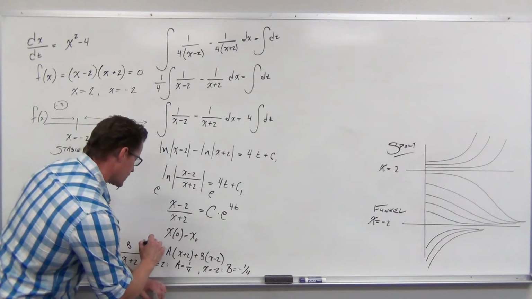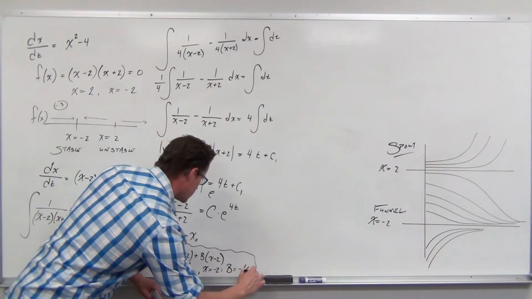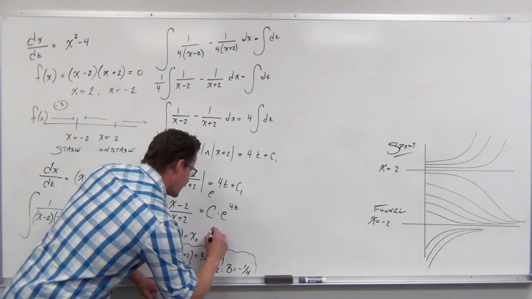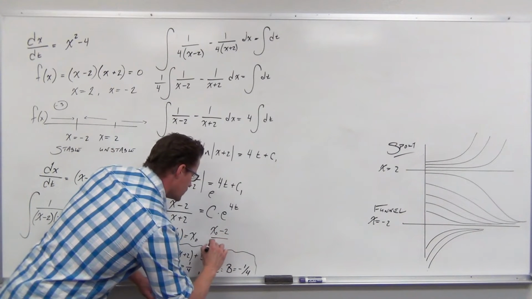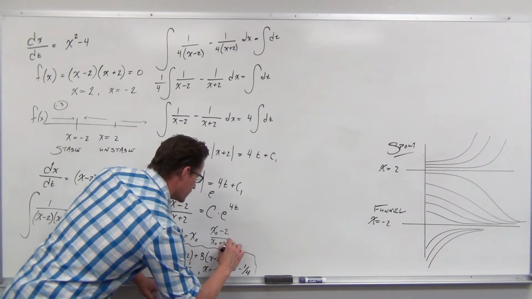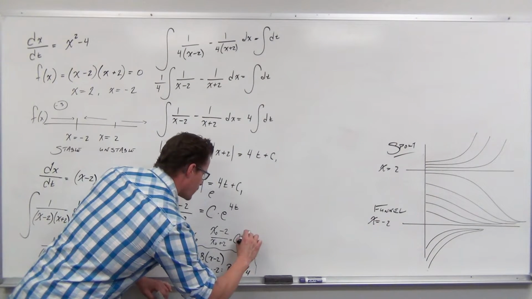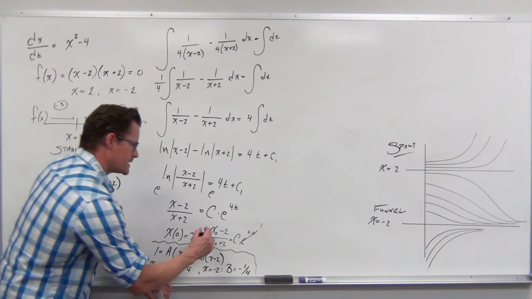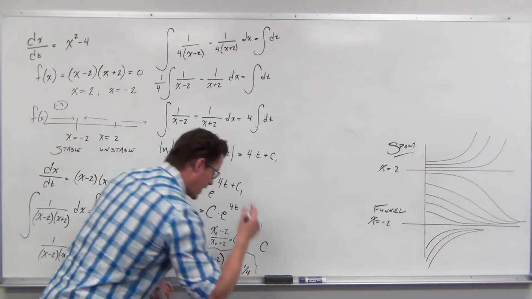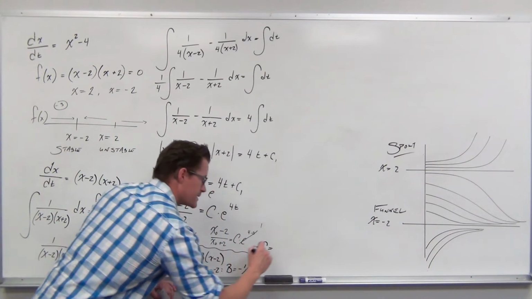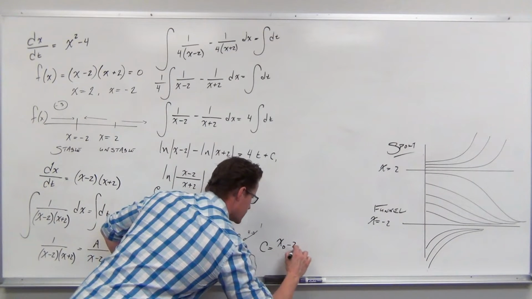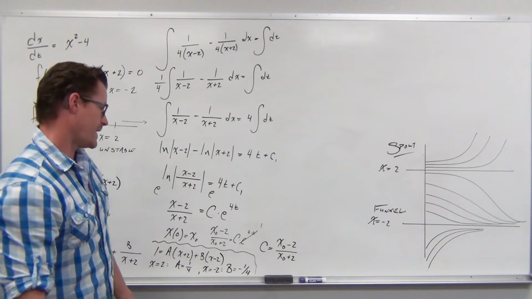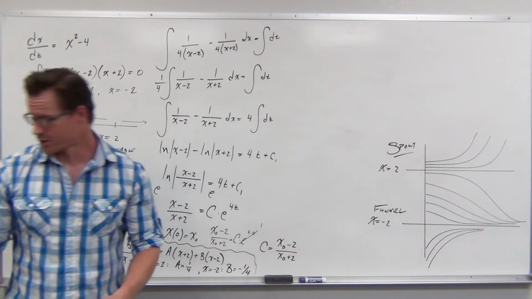So now, let's see. That would be x sub 0 minus 2 over x sub 0 plus 2 equals c times e to the 4 times 0. This whole thing is 1, and this gives us our c. So our c, what I'm going to hang on to in my head, c is x sub 0 minus 2 over x sub 0 plus 2. Now, I actually haven't done it this way in my notes. We'll see if it works.